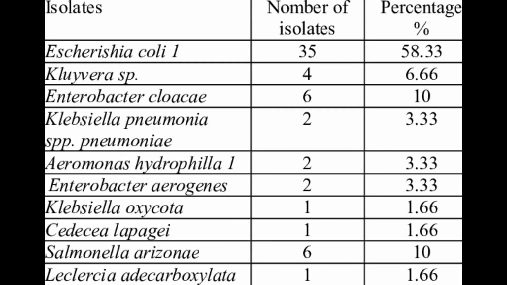Then we have the genus Aeromonas, which includes A. hydrophila, A. sobria, and A. caviae. They cause gastroenteritis, wound infection, bacteremia, endocarditis, pneumonia, meningitis, etc. A. hydrophila is the flesh-eating bug. Their cultural and biochemical properties: they are gram-negative rods, motile with a monotrichous flagellum.